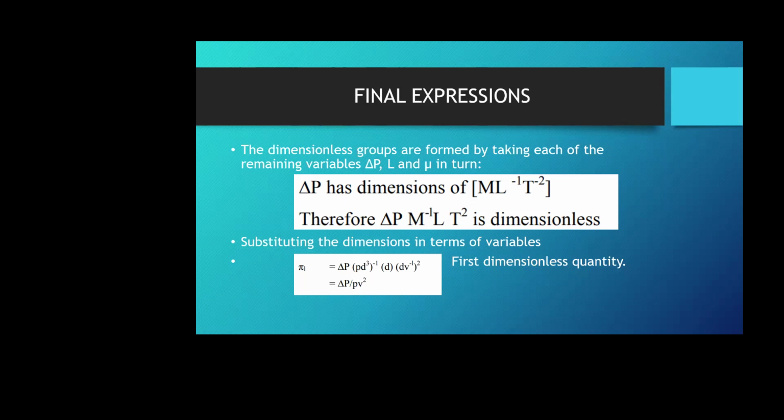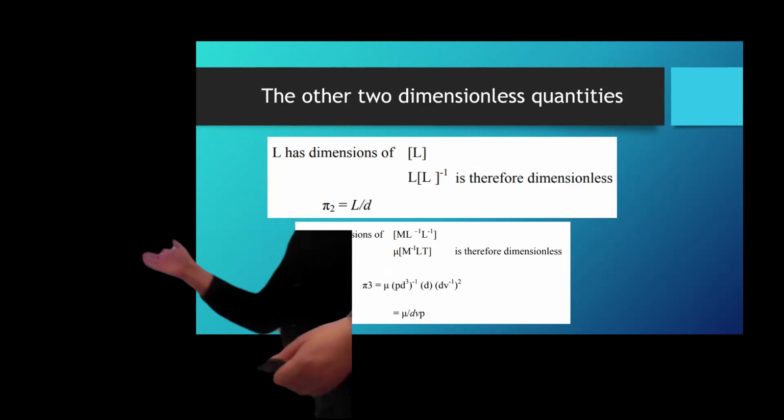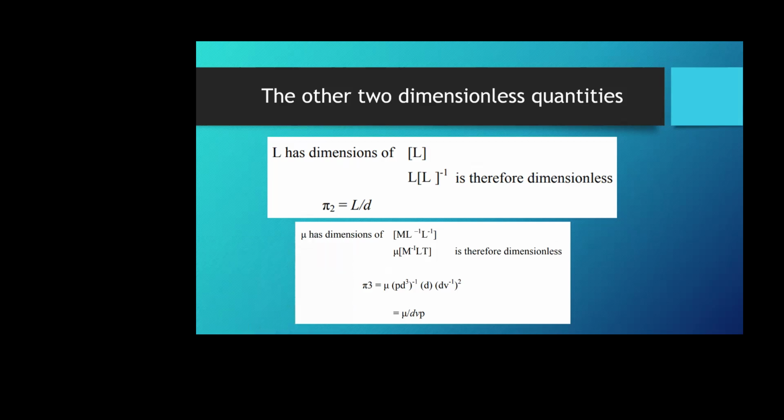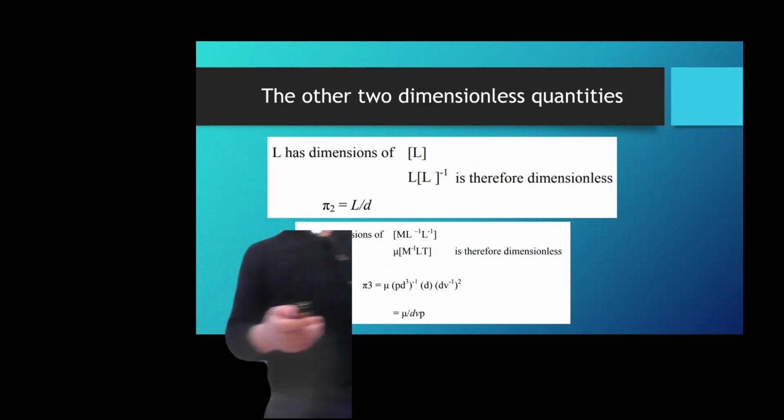We have 1. We selected as the second dimensionless variable this one, the length divided by D. This is dimensionless. And the third one is this, mu divided by d V rho. This is related to the viscosity. This is dimensionless in units, and we apply the same process because n is rho d cubed. Then you have 3 dimensionless quantities.